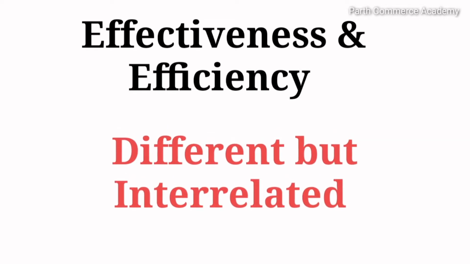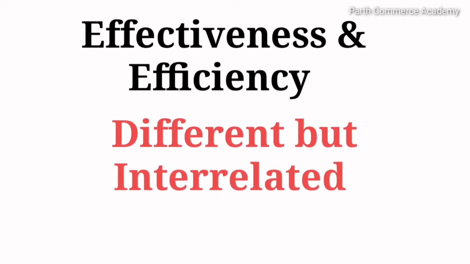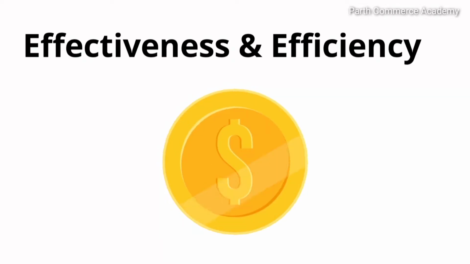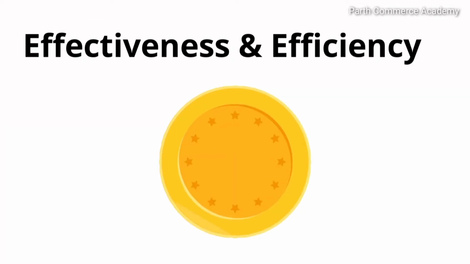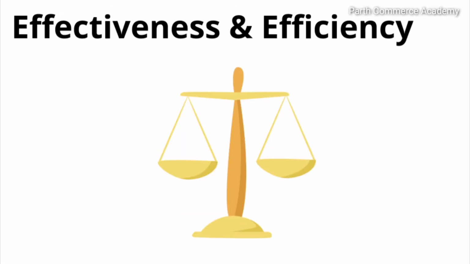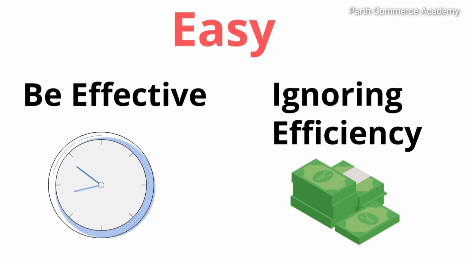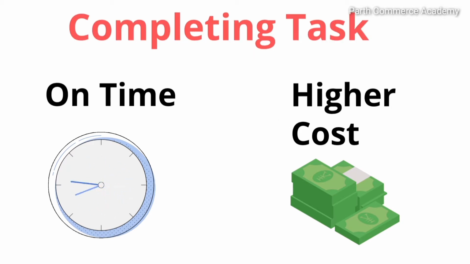Effectiveness and efficiency, these two terms are different but they are interrelated. Actually, we can say they are two sides of the same coin. There should be a balance between effectiveness and efficiency, and remember management has to compromise efficiency many times. Actually it is easier to be effective while ignoring efficiency, means completing the given task but at a higher cost.